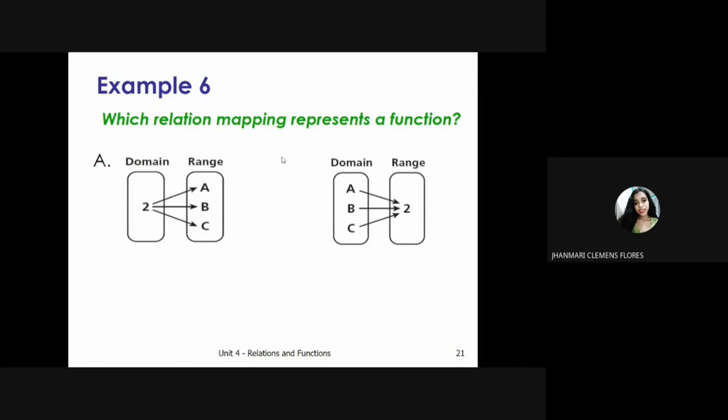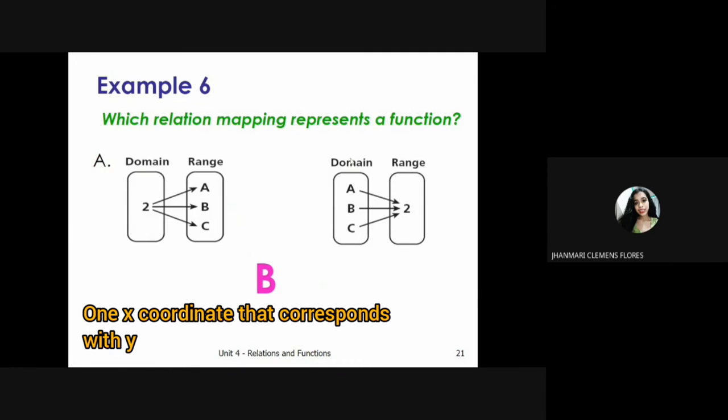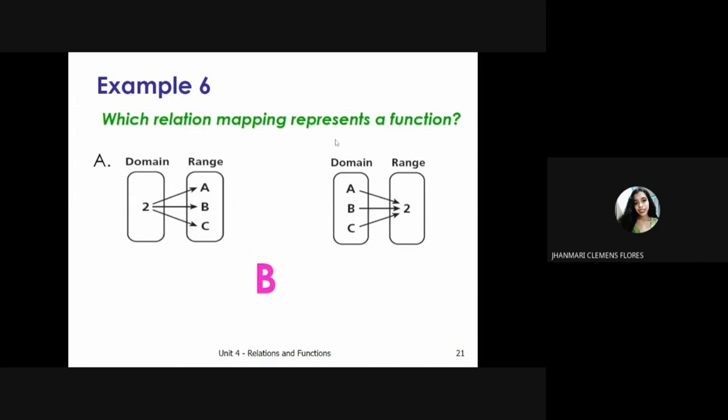Okay, so which relation mapping represents a function? It's B. I'm sorry, there's no B right here. But this one represents a function because there's only one x coordinate that's matching with a y right here. Should I say that it only functions once, unlike here where it is used multiple times? Yes, it's a relation. You can create an ordered pair, but no, that is not a function. It's just a mere relation.